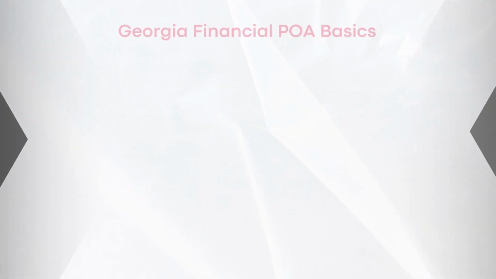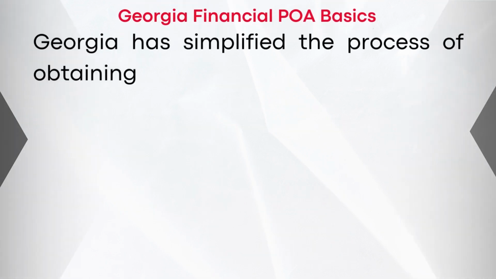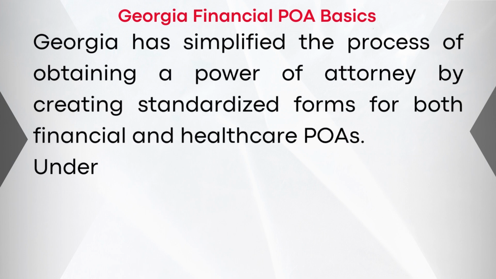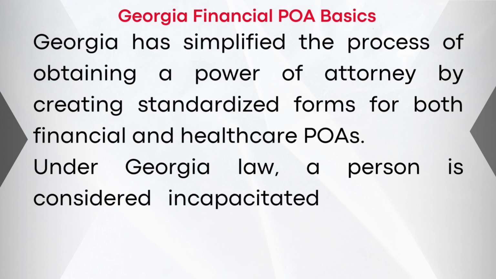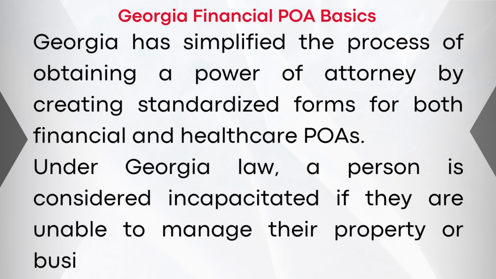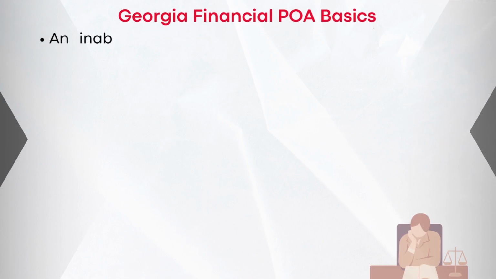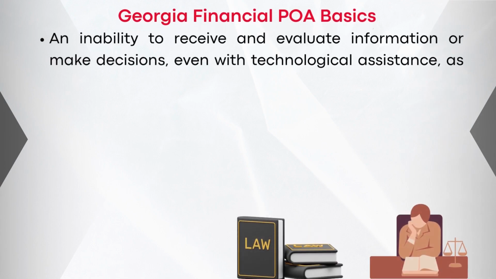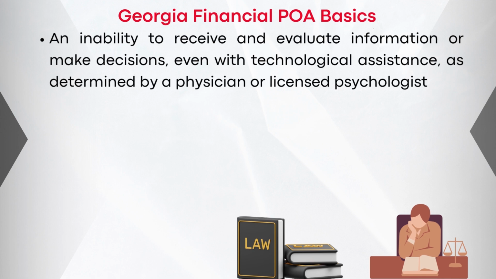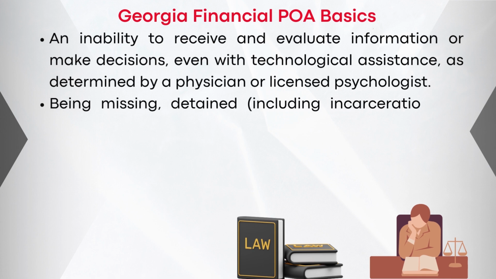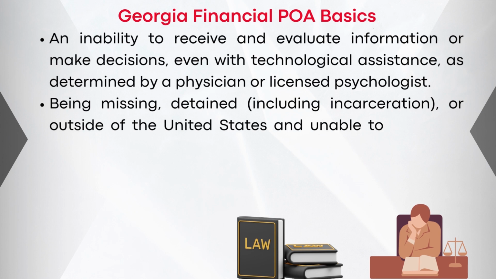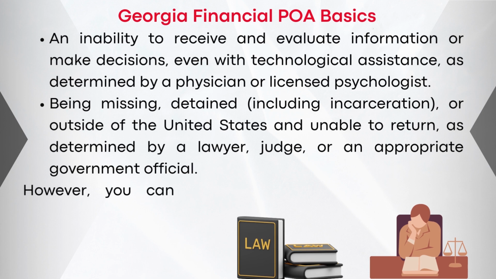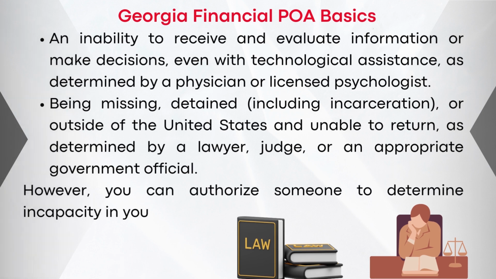of signing. Georgia has simplified the process of obtaining a power of attorney by creating standardized forms for both financial and healthcare POAs. Under Georgia law, a person is considered incapacitated if they are unable to manage their property or business affairs due to an inability to receive and evaluate information or make decisions, even with technological assistance, as determined by a physician or a licensed psychologist; being missing; detained, including incarceration; or outside of the United States and unable to return, as determined by a lawyer, judge, or an appropriate government official. However, you can authorize someone to determine incapacity in your power of attorney.